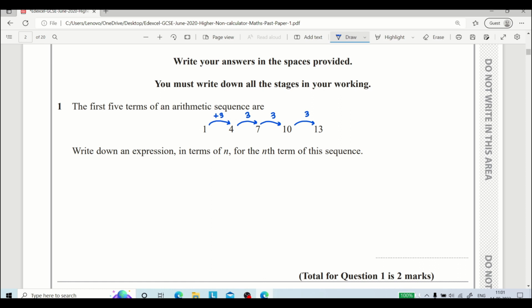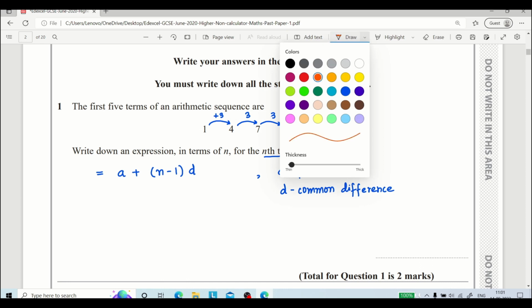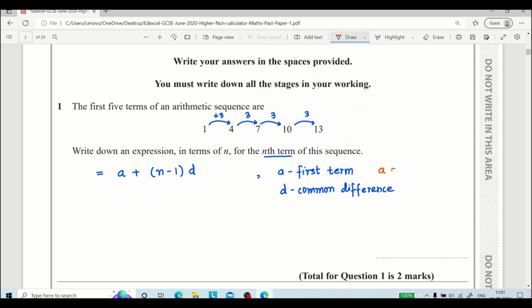And the formula given for the nth term is a plus n minus 1 into d, where a is your first term in the sequence, whereas d is your common difference between each of the terms. So using this formula, we'll just substitute. What is a here? A is basically 1, right? The first term. And the common difference is 3.